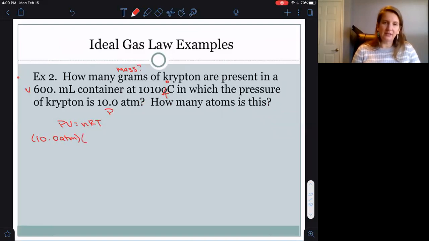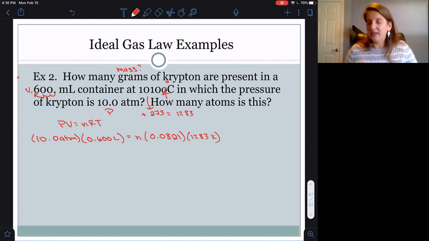Our volume is in milliliters. We have to move that decimal 3 spots to the left in order to convert it into liters. I'm going to keep those zeros here because I want to make sure I have my sig figs correct when I look at my work. I don't have moles yet, so I have to solve for moles. My gas law constant is 0.0821, and then my temperature, don't forget, I have to add 273. So it's 1283.